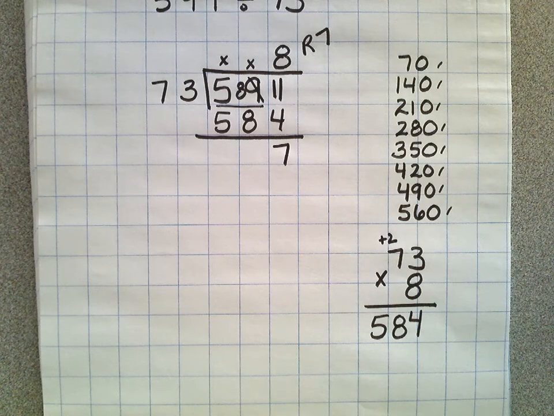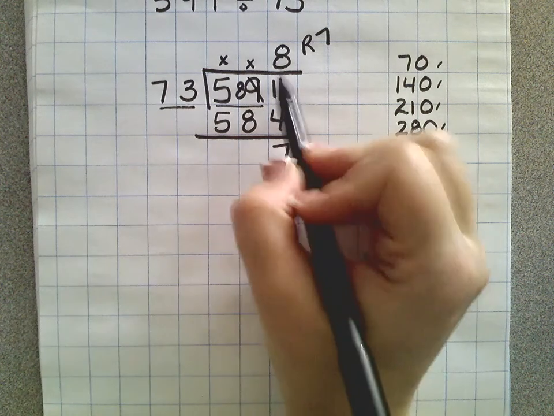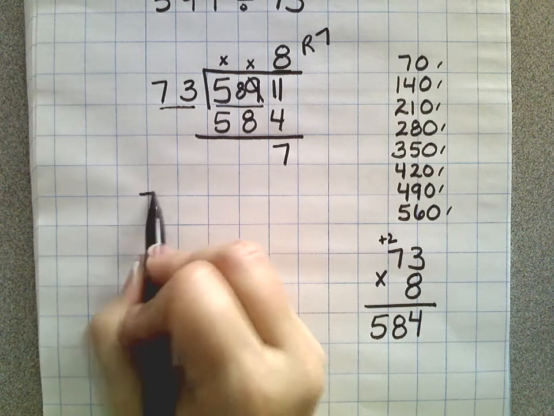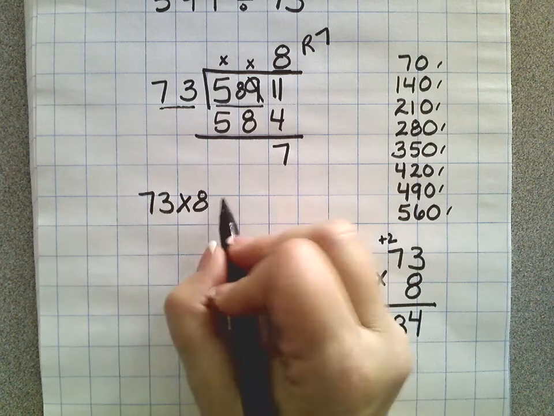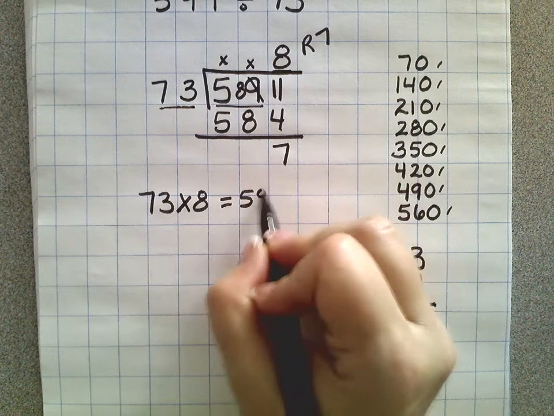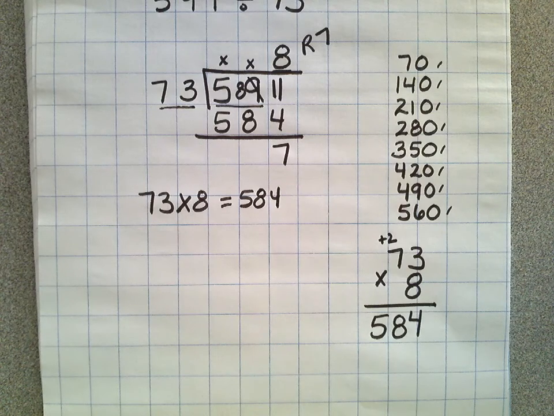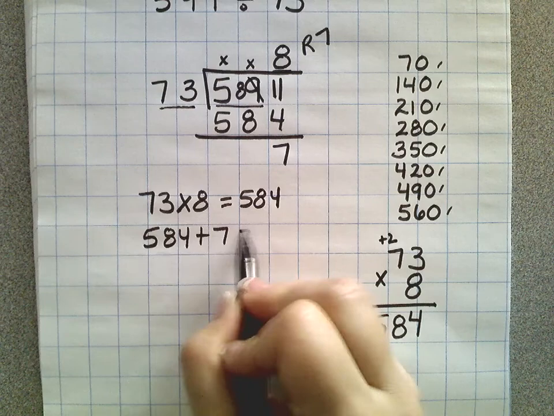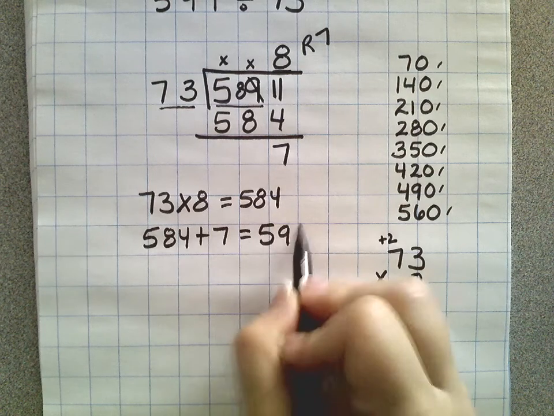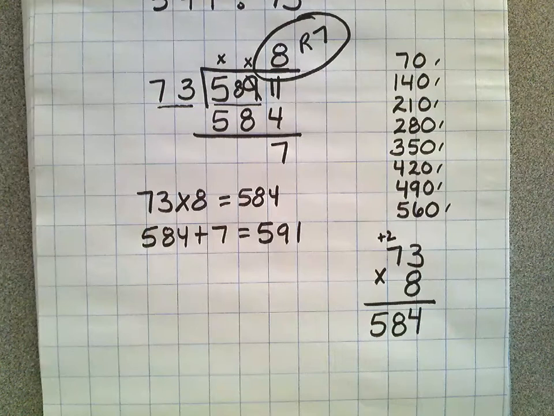In order to check that, we know we need to multiply our divisor with our quotient of 8, so 73 times 8. Look at your side math, you already did that, so you know what that equals. And we know we add on our remainder, 584 plus 7 is 591. So our answer, 8 remainder 7, is spot on.